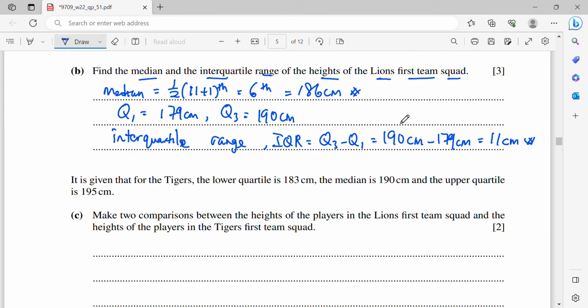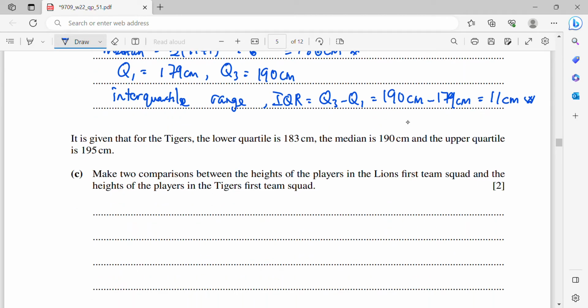Alright, so now it's given that for the Tigers, the lower quartile, which means Q1, is 183 and the median is 190 centimeters. Upper quartile is 195. So this is Q3. Now, make two comparisons between the heights of the players in the Lions first team squad and the heights of the players in the Tigers first team squad.